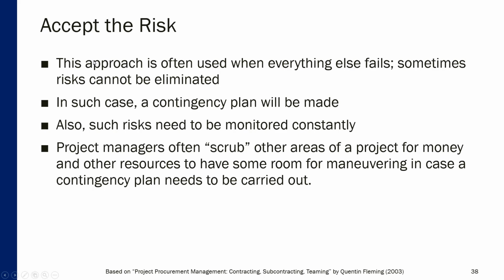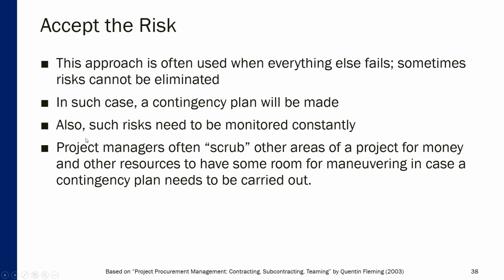Finally, accepting the risk. That's the final approach that we'll discuss. This approach is often used when everything else fails. Sometimes risk simply cannot be eliminated or even mitigated. In such a case, a contingency plan will be made. Of course, a contingency plan means some kind of workaround, plan B, if this risk actually materializes and it looks like we cannot reduce or mitigate it. What are we going to do as a team? How are we going to deal with that situation?